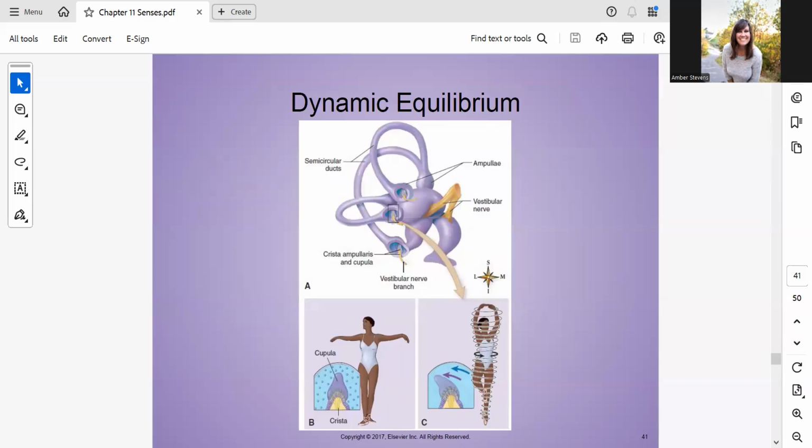All right, so dynamic equilibrium refers to the ability to maintain balance when the body is in motion, particularly during rotational or angular movements. It allows the body to detect and respond to changes in direction, speed, and rotation to help stay balanced. Examples would be balancing while spinning in circles, stabilizing yourself when turning your head quickly, or maintaining your orientation when running or moving on curved paths.